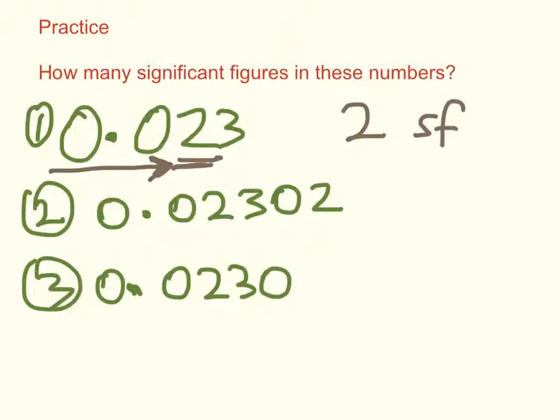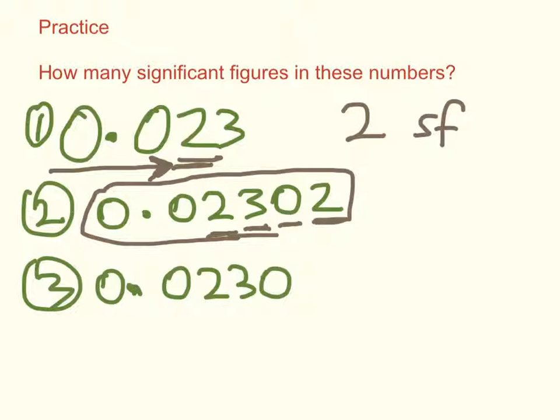Now the next number has 2 hundredths, 3 thousandths, no 10 thousandths, and 2 very small 100 thousandths. So in this case, we've got 4 digits that are not 0. So this one has 4 significant figures.